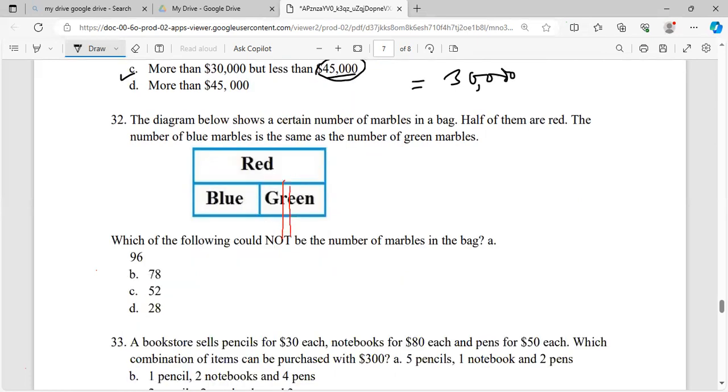32. The diagram below shows a certain number of marbles in a bag. Half of them are red. The number of blue marbles is the same as the number of green marbles. Which of the following could not be the number of marbles in the bag?